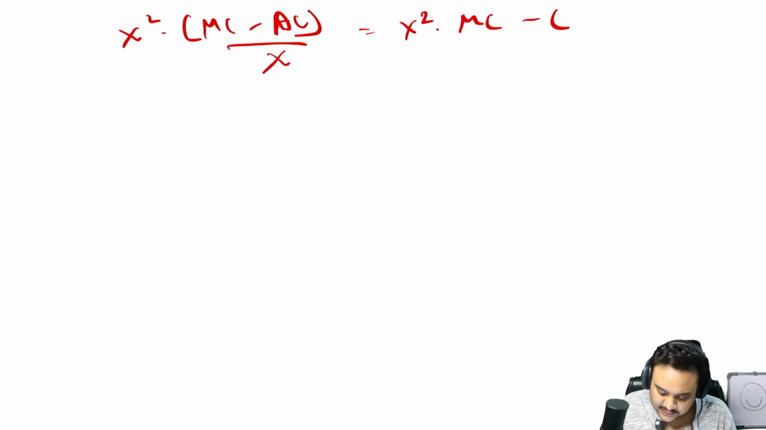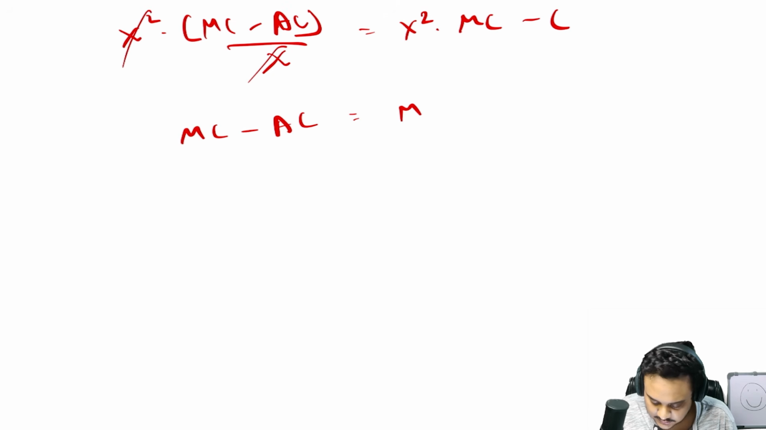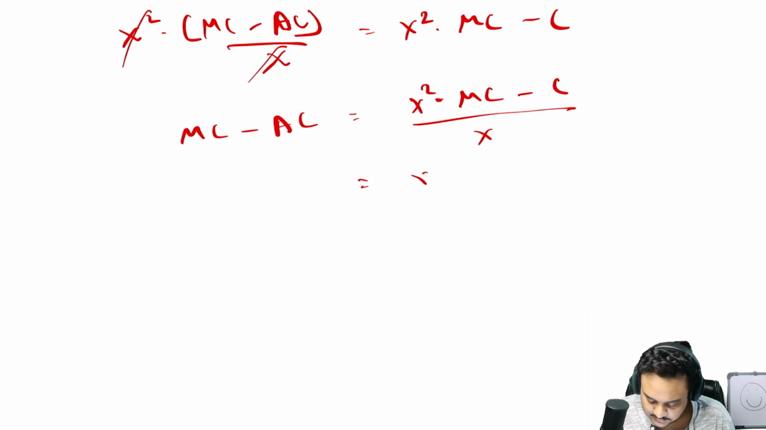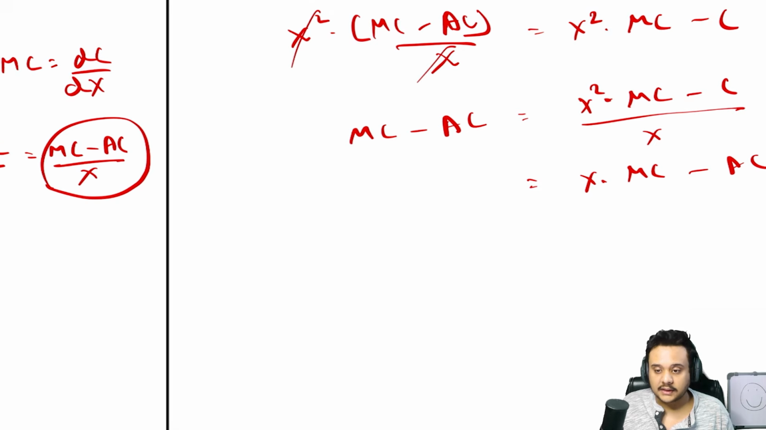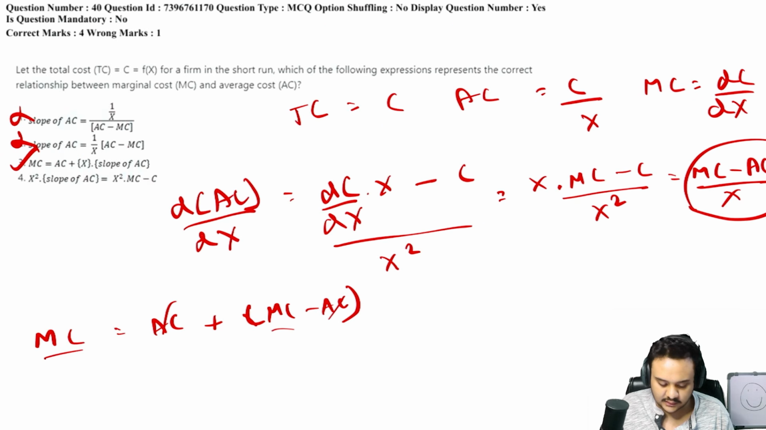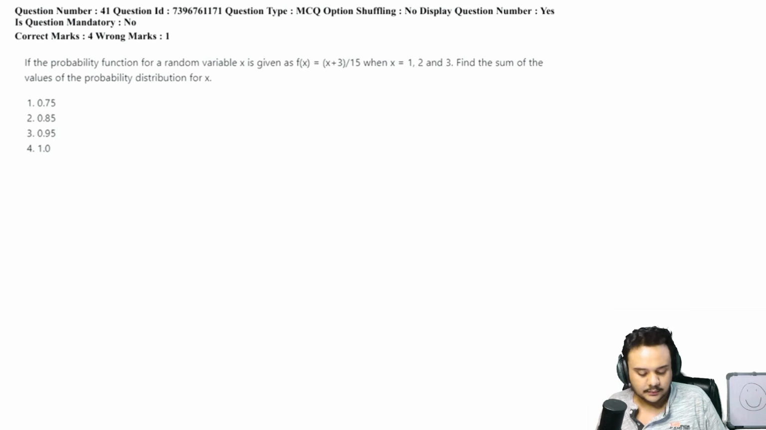MC minus C. Okay, so this becomes, x goes on the other side, x square MC minus C upon x, x into MC minus AC. So no, this is also wrong. The left hand side does not match with the right hand side in the D option either. C is the only right option. Let us move on. Then look at the next one.